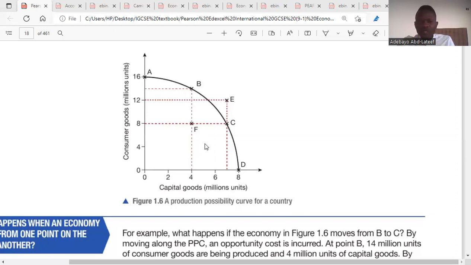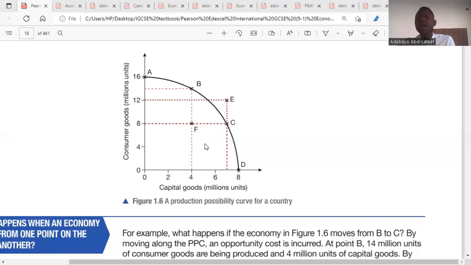Is that clear? So for every economy, an economy should aim at producing at point A, point B, point C, and point D. If an economy is able to produce between points A, B, C, D, it means the economy is doing well. It has used all its resources. Do you get the point there? So as an economy, what do you have to do? You have to push your production so you can be between points A, B, C, and D.